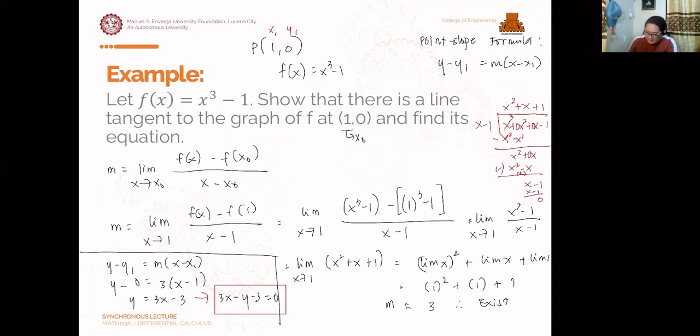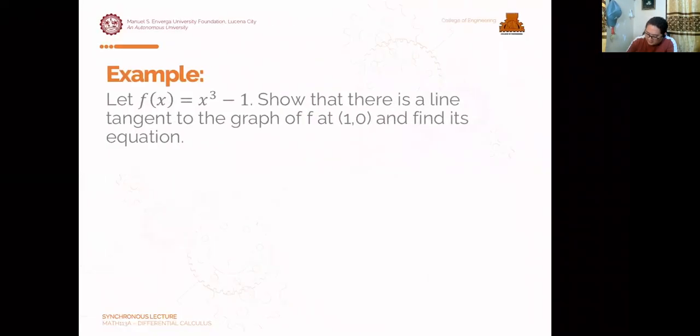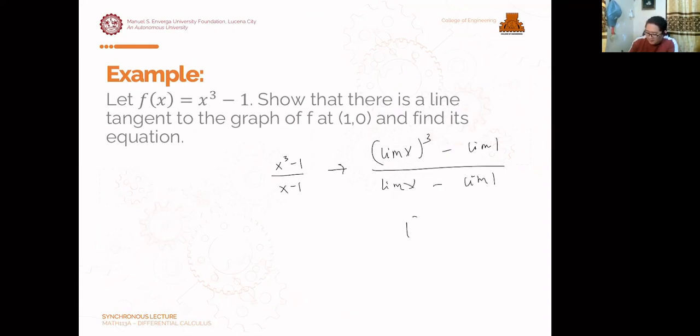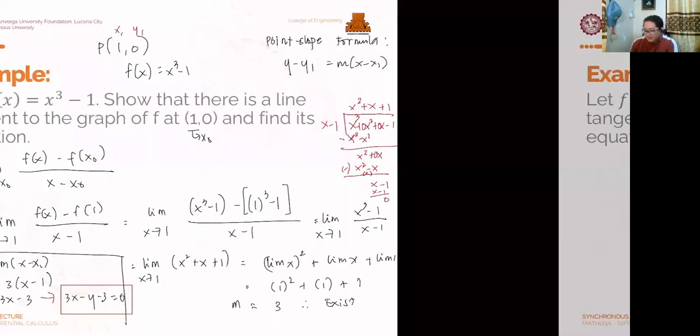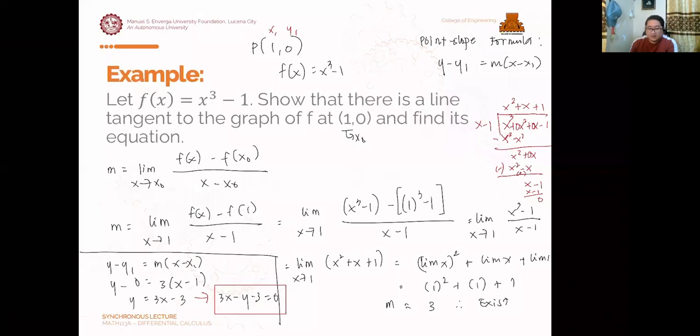Kasi tingnan, ito ilagay ko na lang. Kung halimbawa hindi natin sinimplify yung x cubed minus 1 over x minus 1, pag in-apply natin sa limit, so this will be limit of x cubed minus limit of 1 over limit of x minus limit of 1. Mangyayari, this will be 1 cubed minus 1 over 1 minus 1, which is undefined na. 0 over 0 siya. No? So, baka sabihin mo, DNE agad siya, no? Wherein kapag sinimplify natin using division ng polynomials, may nakukuha tayong value, nag-i-exist yung limit natin.